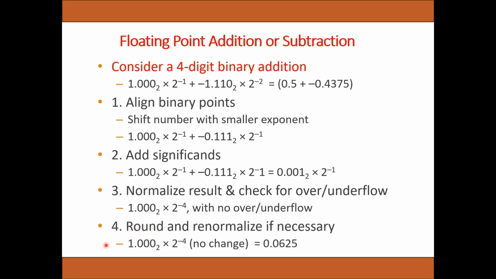And now in the fourth step, you actually round and renormalize if necessary. After rounding also, the number may be denormal, so you have to normalize it again. So this is the result, and it comes out to be 0.0625.